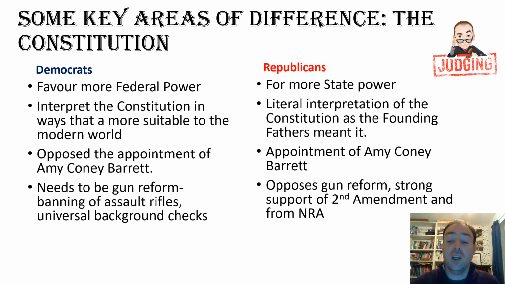In terms of interpretation of the Constitution, the more progressive, pro-Democrat views seem to be to interpret it in a way that makes it suitable to the modern world. So recognising it as a document that's over 200 years old, and therefore you have to interpret it in a new way to make it fit with the world around it. Whilst the Republicans look at a more literal interpretation of the Constitution and try to take it almost exactly as the Founding Fathers meant it.